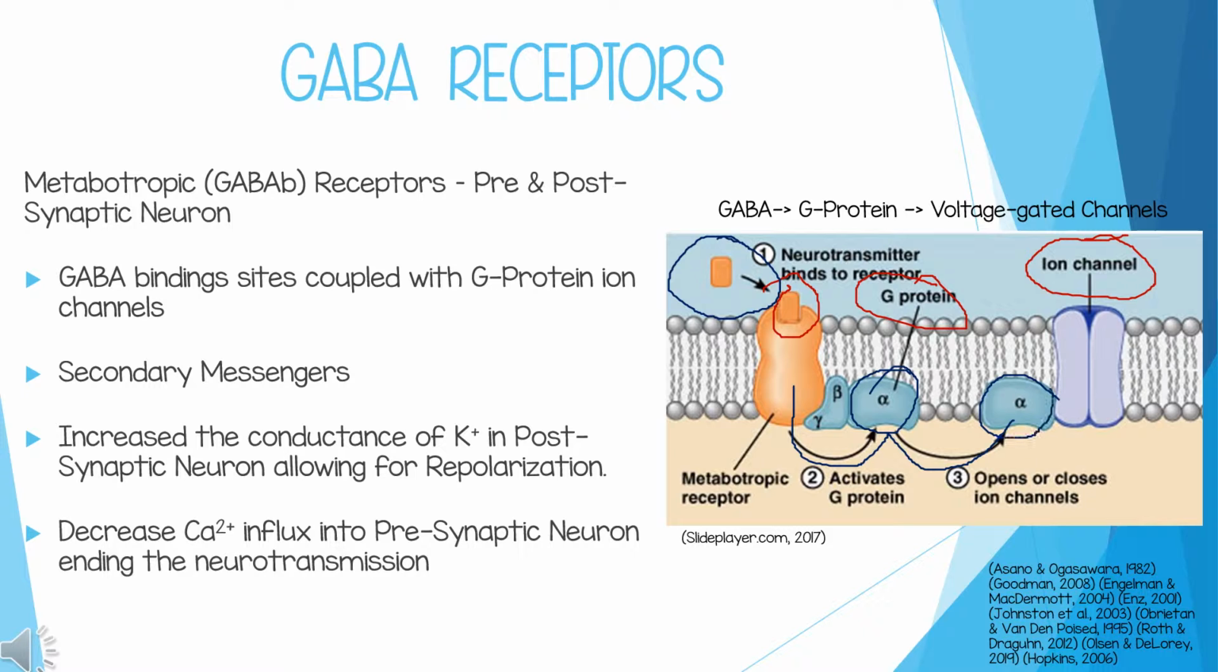This activation increases the conductance of potassium, which repolarizes the postsynaptic neuron and allows it to make its way back to resting membrane potential. Simultaneously, the GABA B receptors on the presynaptic neuron decrease the amount of calcium entering the cell, which ultimately affects the number of neurotransmitters being released. Both of these actions act to inhibit action potential.